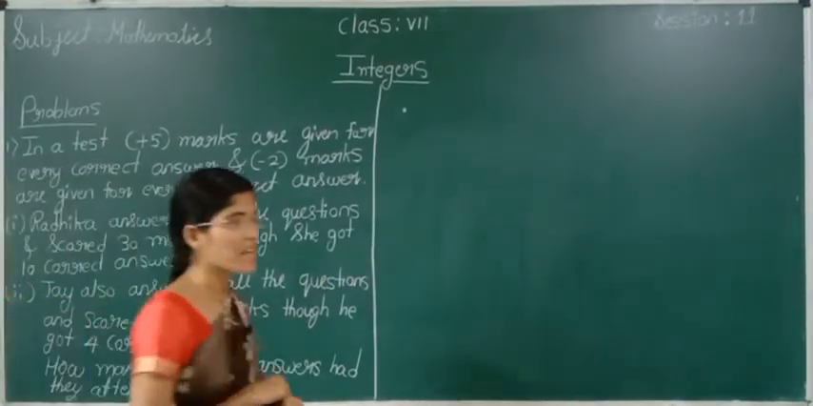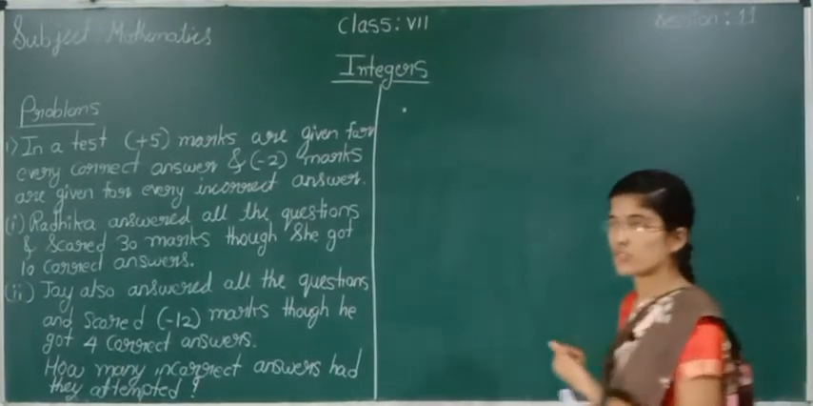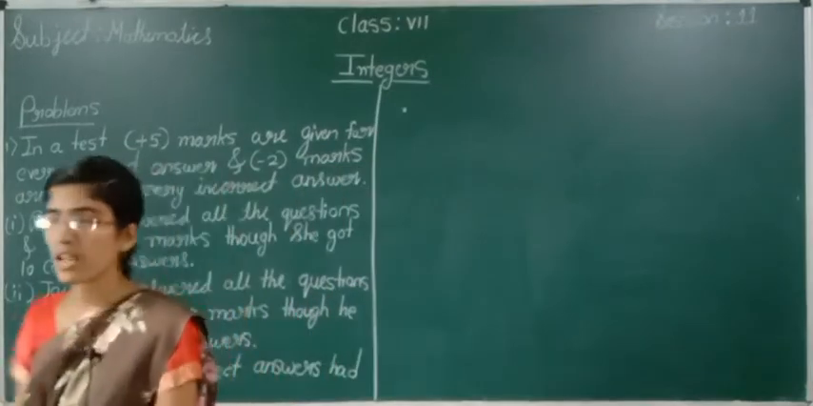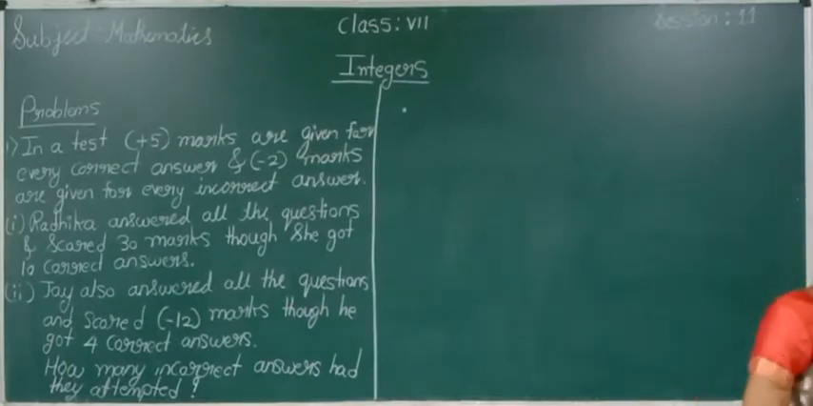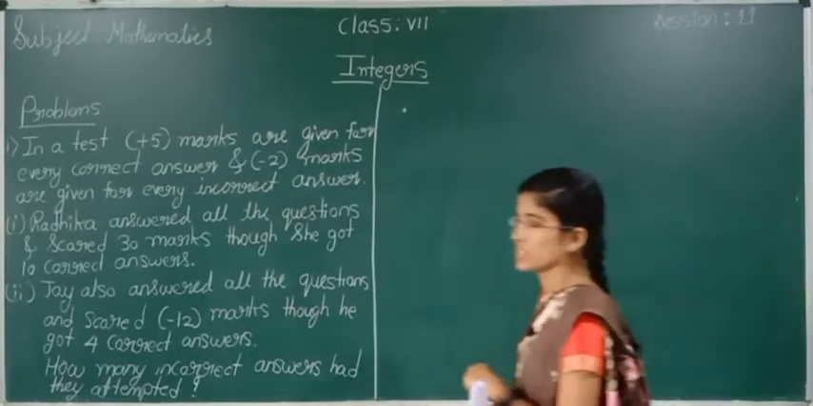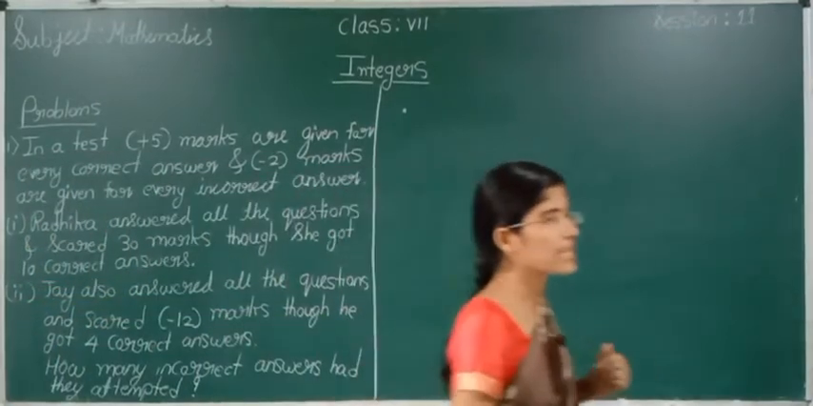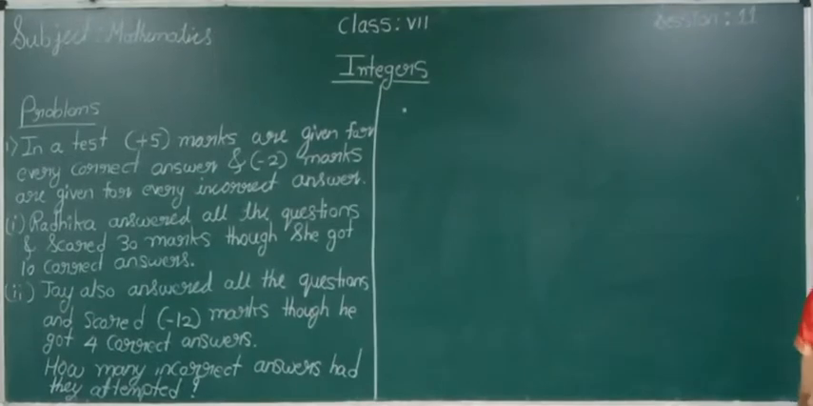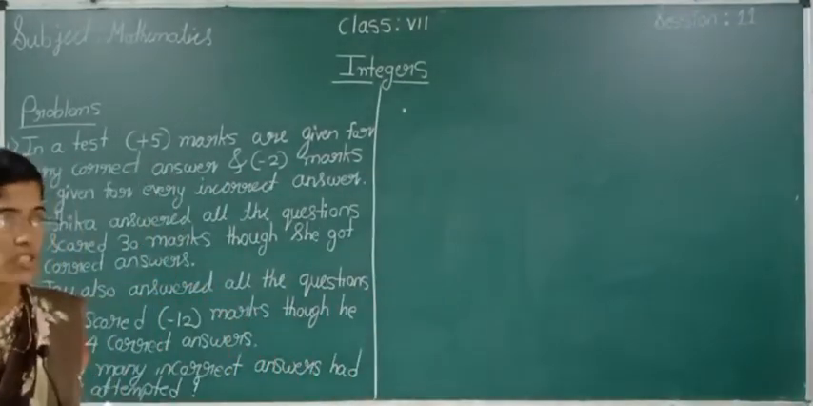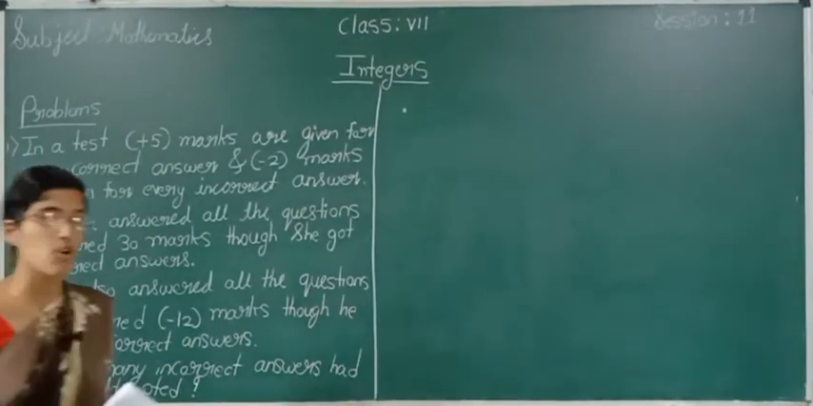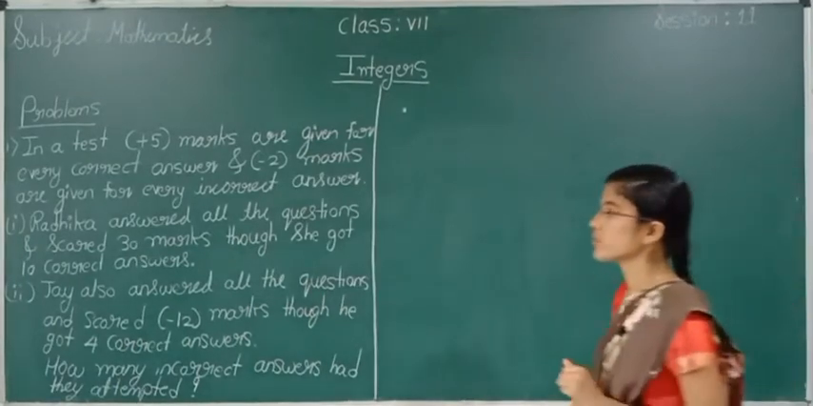In the last class we learned how to do division of integers. When we divide a negative integer by a positive integer, we get a negative integer. If we divide a positive integer by a negative integer, we get a negative integer. If we divide two negative integers, we get a positive integer. And we again saw the properties of division of integers. Based on those, we are going to solve a few problems.